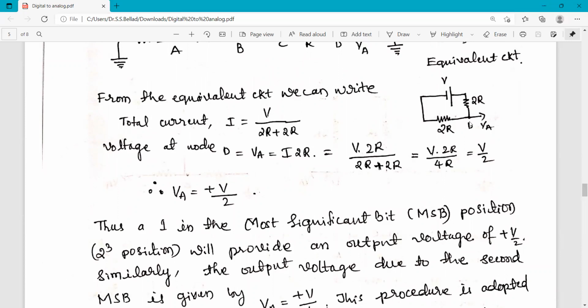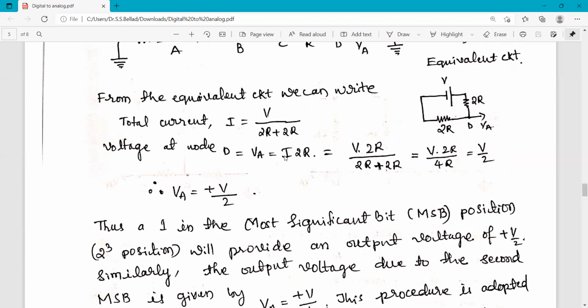Voltage at node D, at this point, is written as VA equals I into 2R, because when I measure the voltage at this point, I will keep the positive terminal of the multimeter here, and the negative terminal should be connected to the ground. So between ground and this point, what is the net resistance? 2R. So according to Ohm's law, V equals IR, where I is the total current flowing in the circuit. So I can write VA equals I into 2R using Ohm's law.